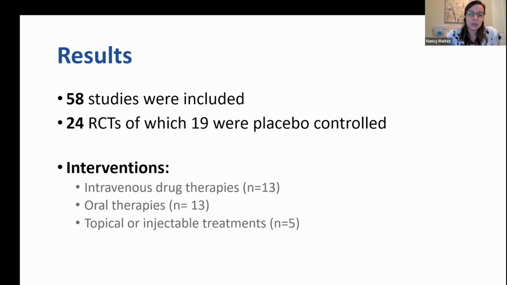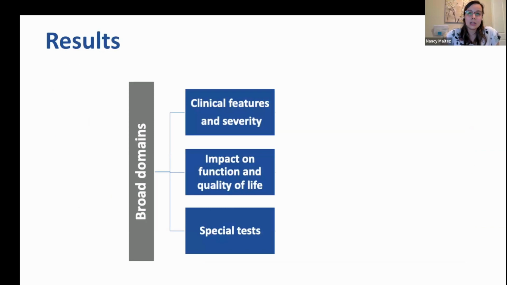The studies were conducted between 1982 and 2019. 58 studies were included, like I said. 24 of these were RCTs, of which 19 were placebo-controlled. The interventions spanned intravenous drug therapies, oral therapies, and topical or injectable treatments. The scoping review identified outcome domains that were captured in terms of studying systemic sclerosis RP specifically. The results were synthesized and we summarized them into 3 overarching domains. These included clinical features and severity, impact on function and quality of life, and then special tests.